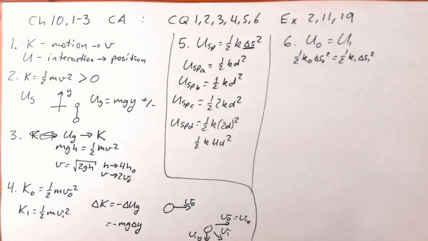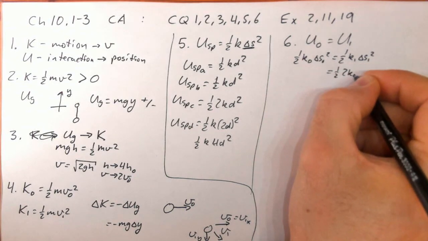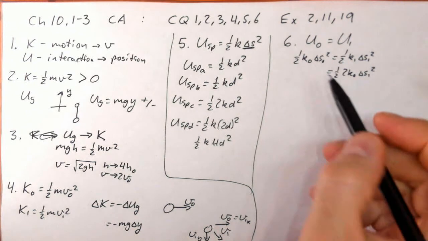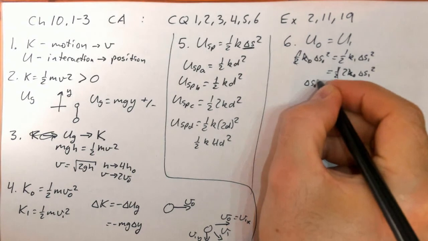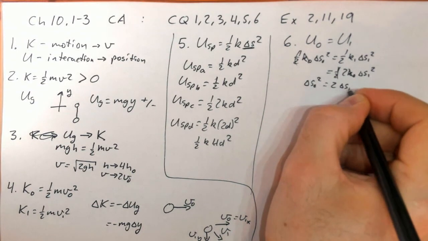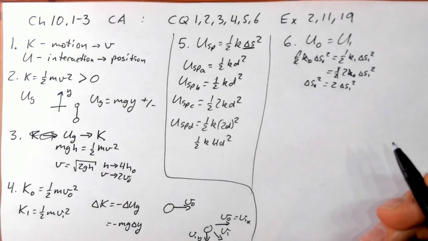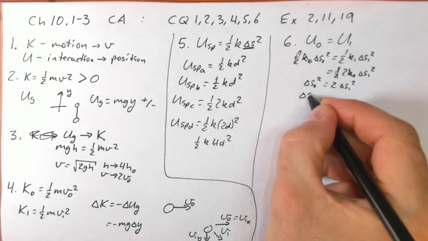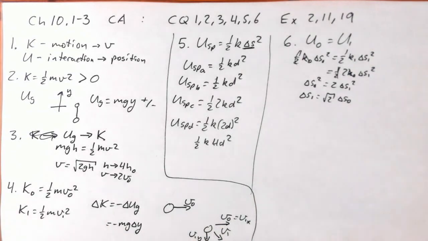Okay. And we double the spring constant in this case. So this becomes 1/2 2K0 delta S1 squared. So we can cancel the halves, cancel the K0s, and I get delta S0 squared equals 2 delta S1 squared. So how much does delta S need to change? Well, if I solve for delta S, I'm going to get square root of 2 times delta S0. So it's going to have to be square root of 2 times the 1 centimeter. All right, let's move on to some of these exercises.